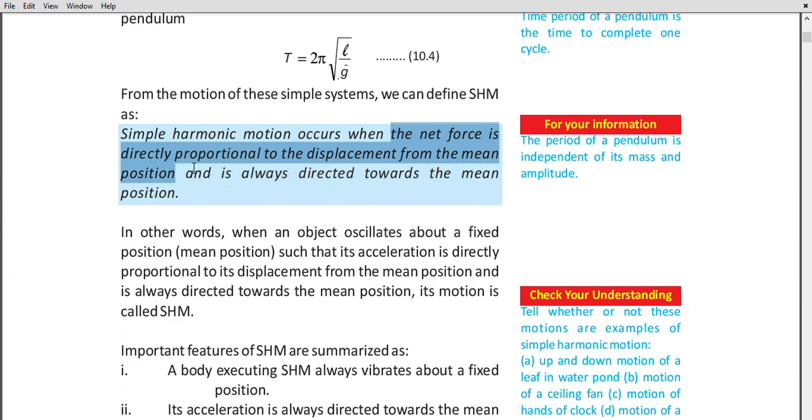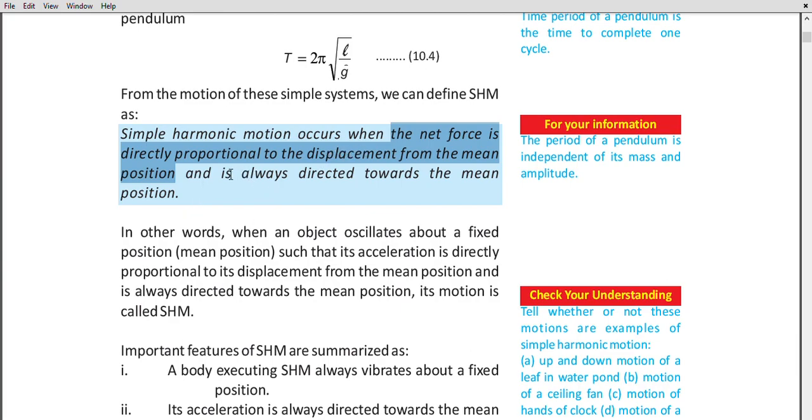He says the force which we apply on the body to keep it vibrating is directly proportional to the displacement. It means that if the body is away from the mean position, then more force will be applied. And if the body is near the mean position, the force will be lesser.